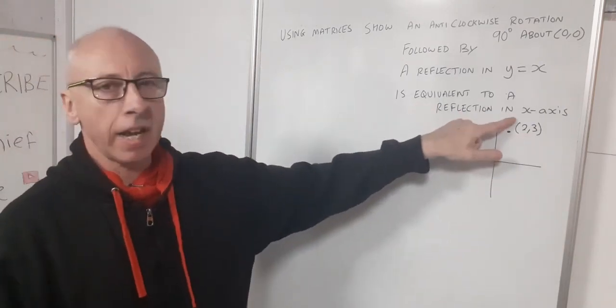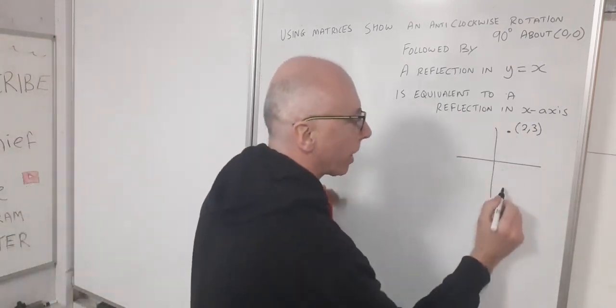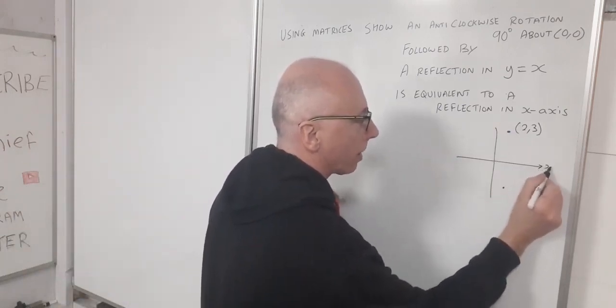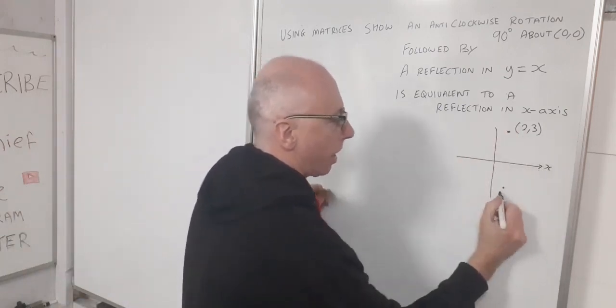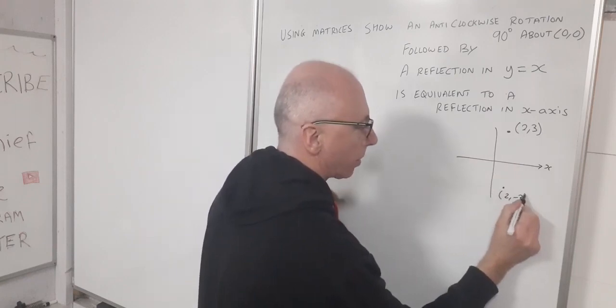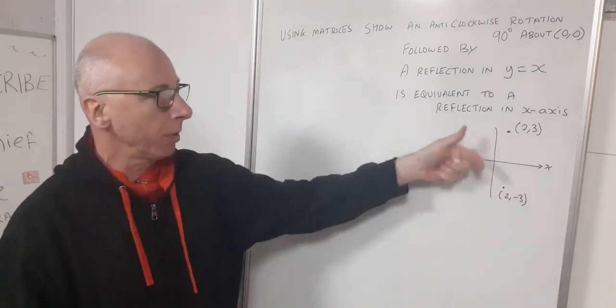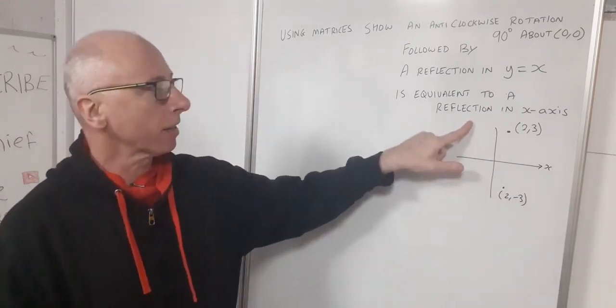A reflection in the x-axis would just bring this point down to here. That's my x-axis. Reflect it in that, and I will now have (2, -3). So basically that is what would happen with a reflection in the x-axis.